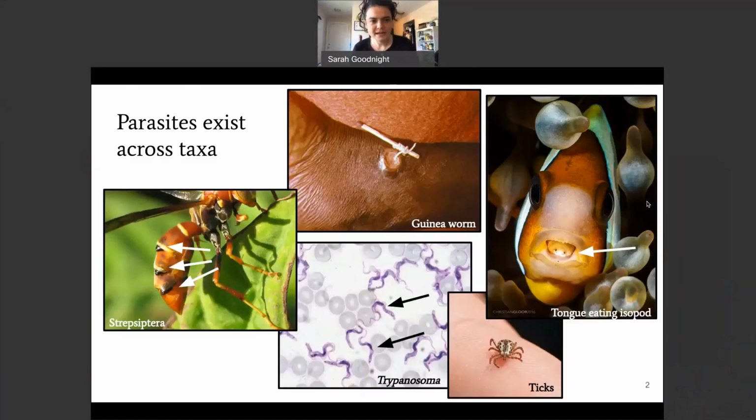So to get right into it, parasites are incredibly diverse and exist across a diversity of taxa. So we have insect parasites. We, of course, have a wide variety of worms. And of course, we have our lovely tongue-eating isopod, a very charismatic parasite of fish.